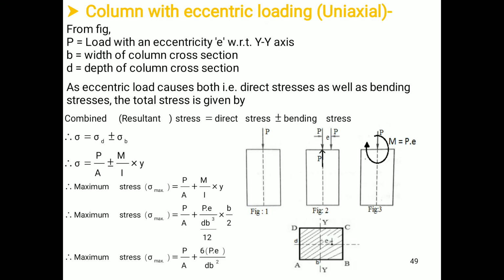Now we will come to the formula for the maximum stress and minimum stress. For a column with eccentric loading we will consider the uniaxial state. From the figure, P is a load with an eccentricity e with respect to the YY axis. b is the width of the column cross section, and d is the depth of the column cross section. So you concentrate on this particular figure.